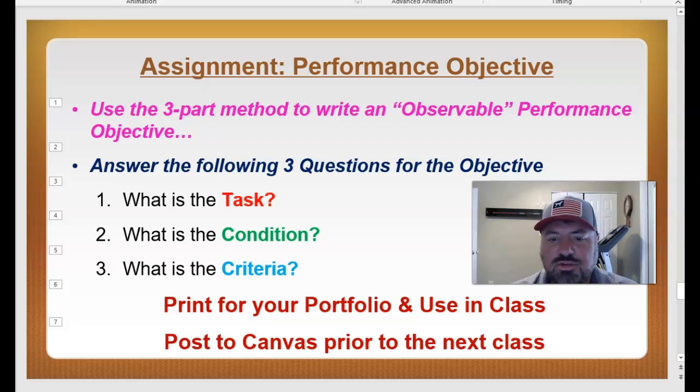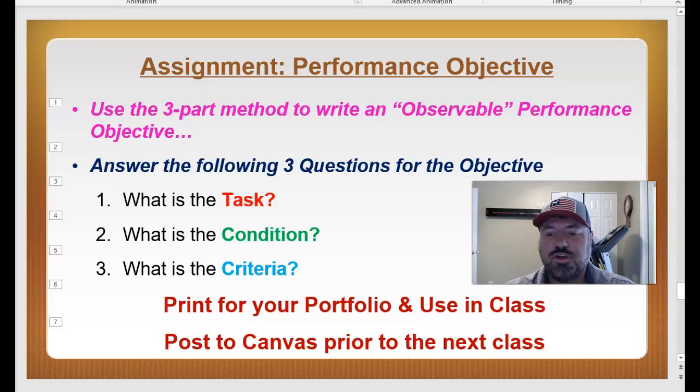So you're going to answer the following 3 questions. Number 1, what is the task? Number 2, what is the condition? Number 3, what is the criteria? Each one of these should be phrases, not full sentences or paragraphs. They should be 3 to 10 word phrases. Then you're going to take those in that order and write the task, comma, the condition, comma, and the criteria. And that would be your full 3-part performance objective.